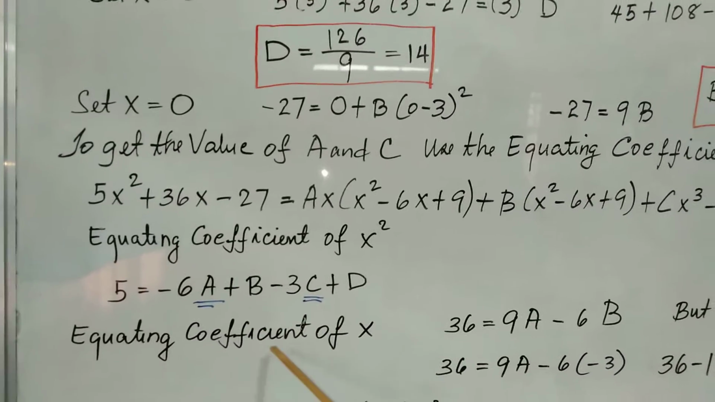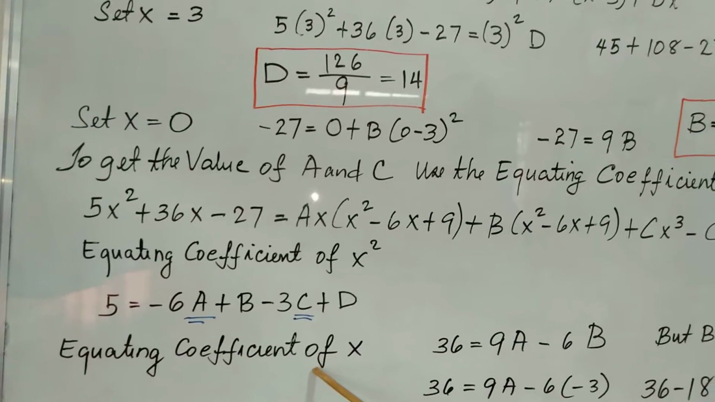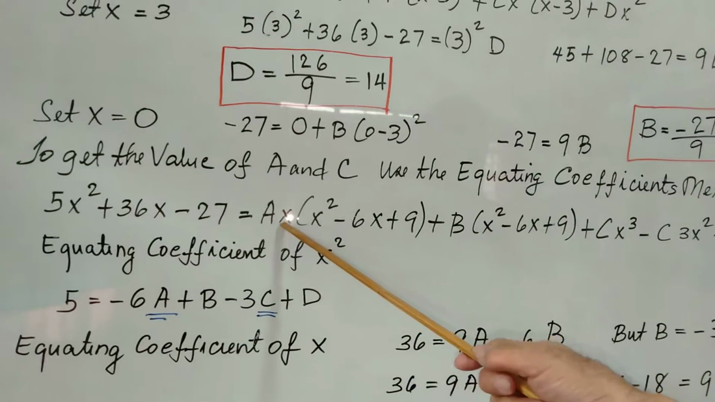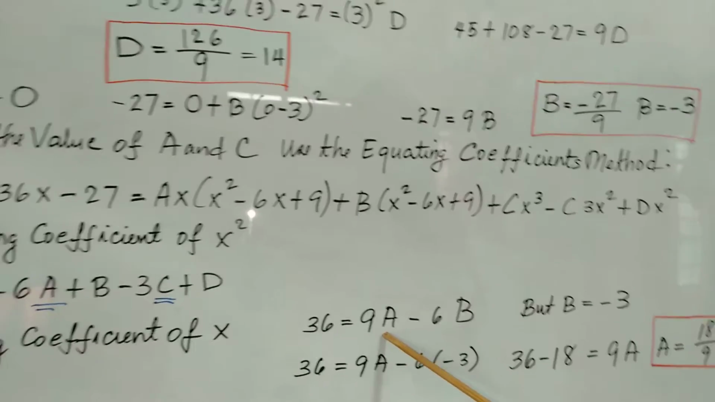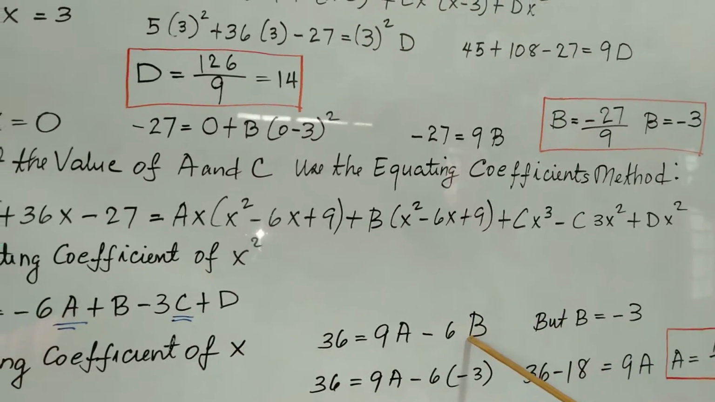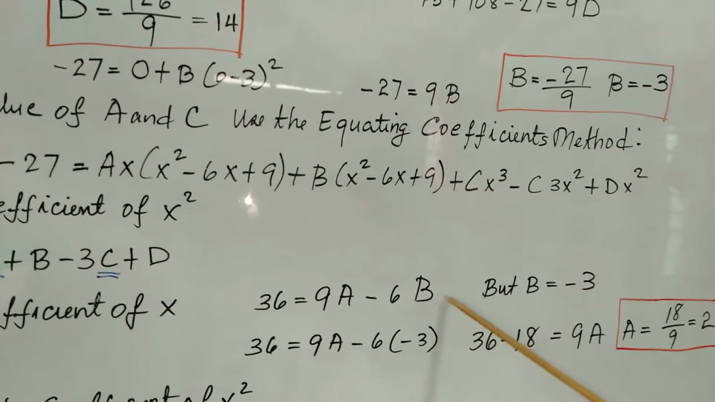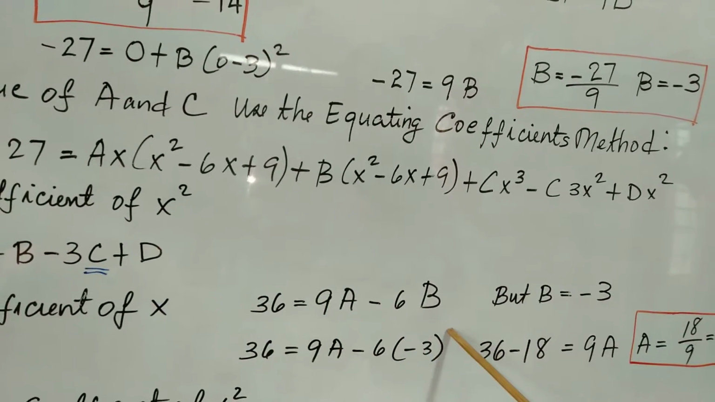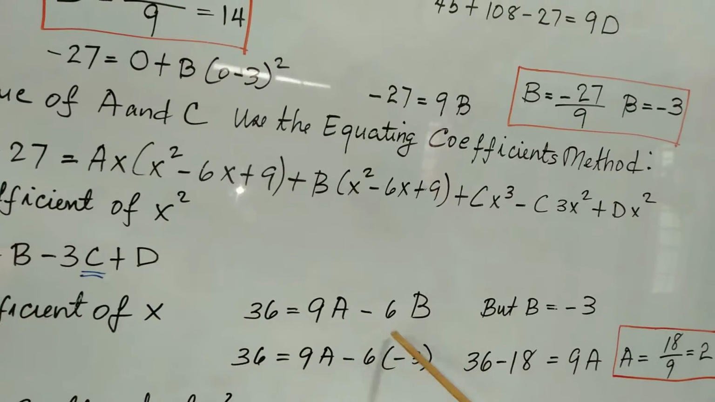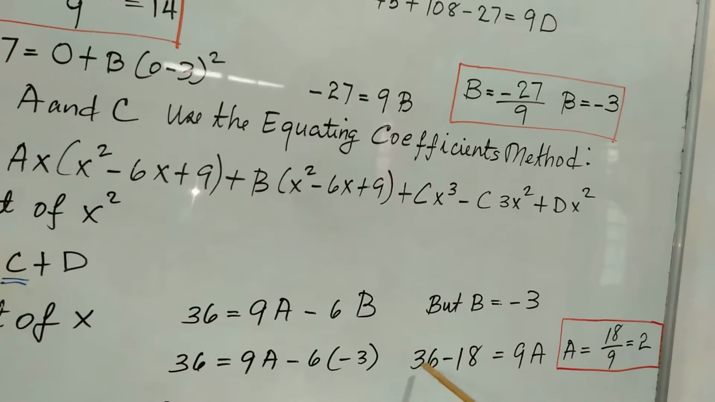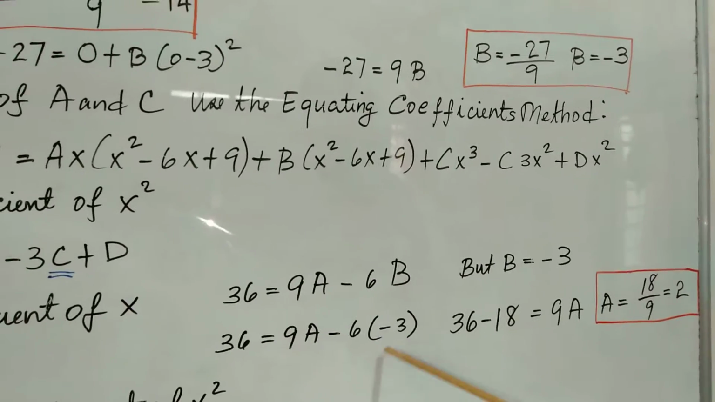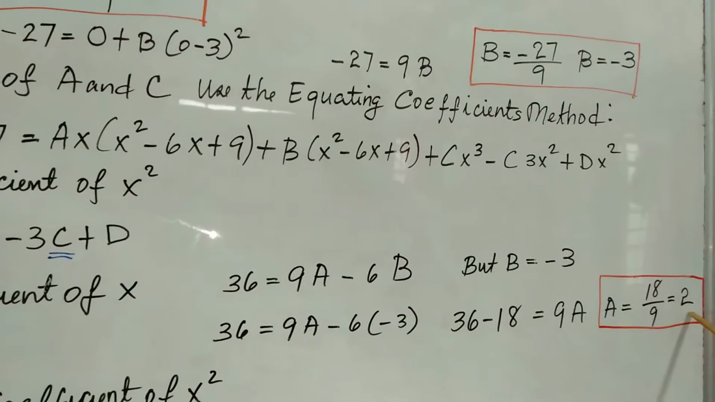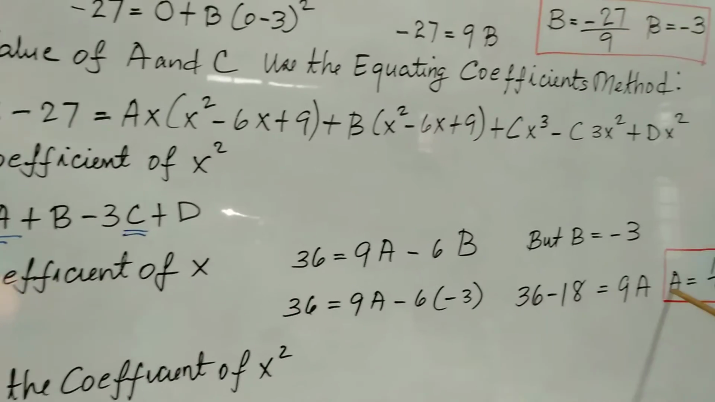So we continue equating the coefficients to create the equation for the coefficient of x. We get the coefficient of x on the left to be 36, and on the right it is 9A minus 6B. We found the value of B to be negative 3, so we substitute it: 36 is equal to 9A minus 6 times the quantity negative 3. So 36 minus 18 is equal to 9A, and A is 18 over 9, which is equal to 2.